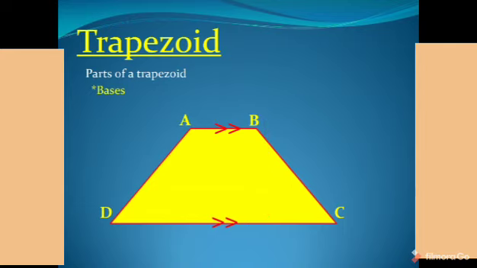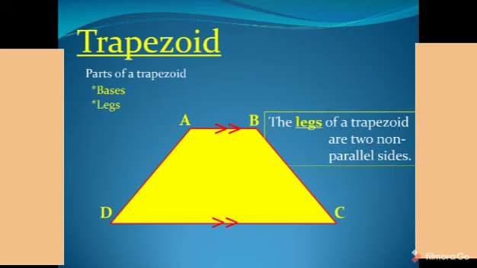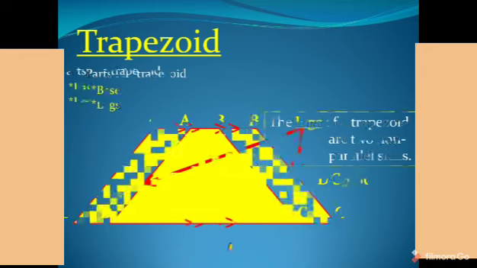Now let's proceed. We have the legs of a trapezoid. The legs of a trapezoid are the two non-parallel sides. So meaning to say, they are not parallel. If segment AB and segment DC are parallel sides, therefore segment AD and segment BC are the non-parallel sides.